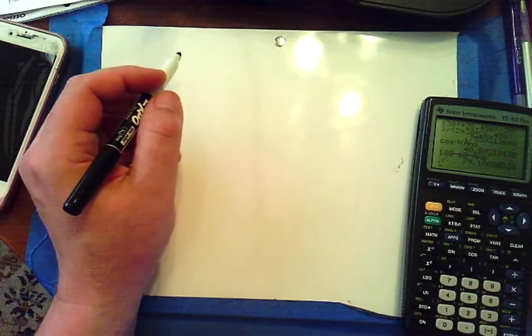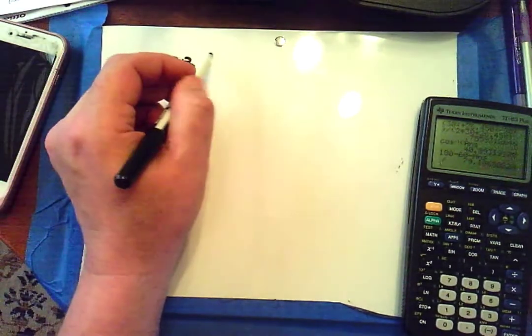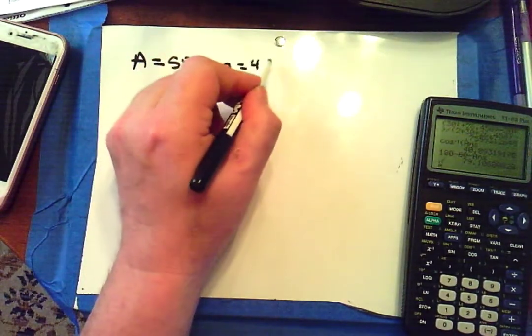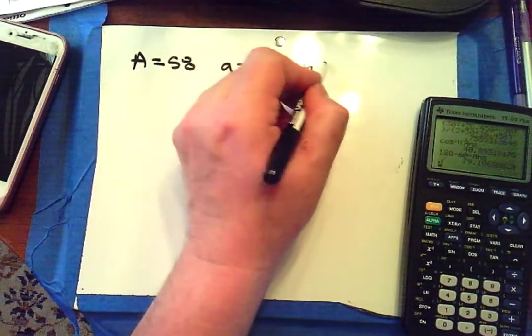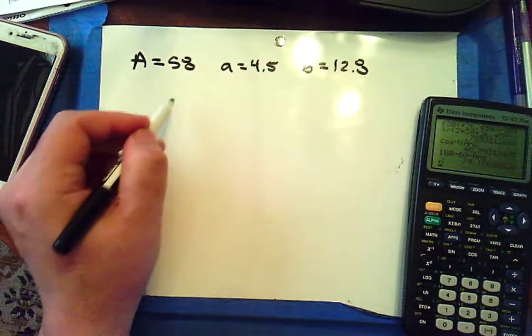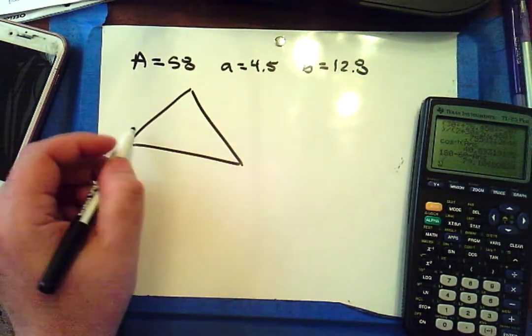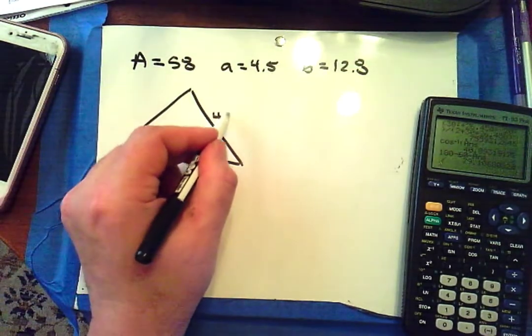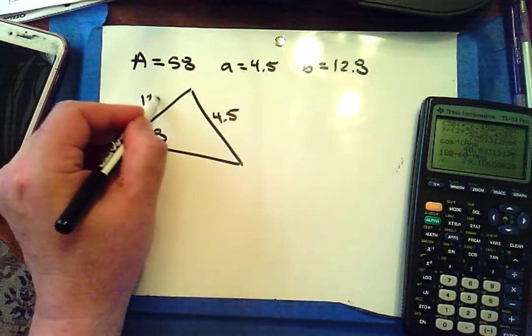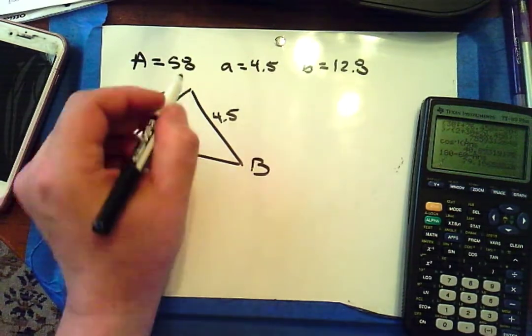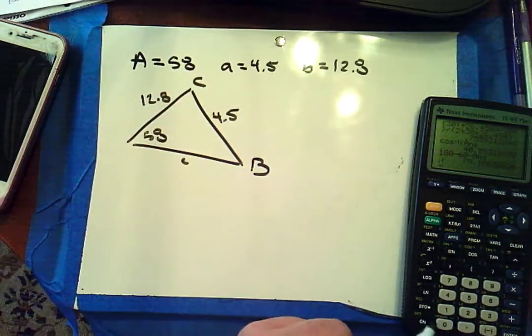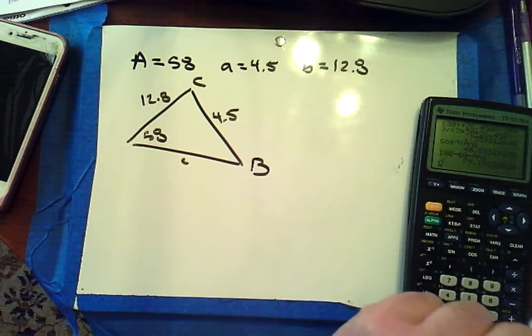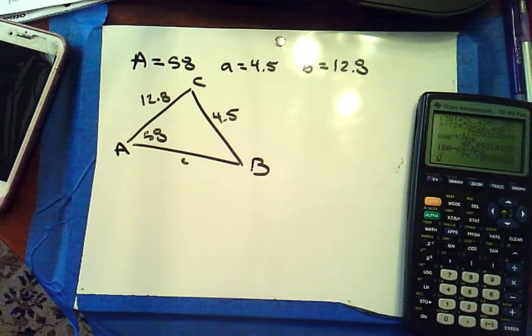How about this one? A equals 58, little a is 4.5, and little b is 12.8. So I've got 58 and 4.5 and 12.8, and this is big B, big C, little c. Okay, we solve that triangle. If you want, pause it now.